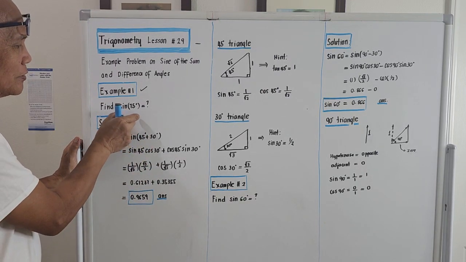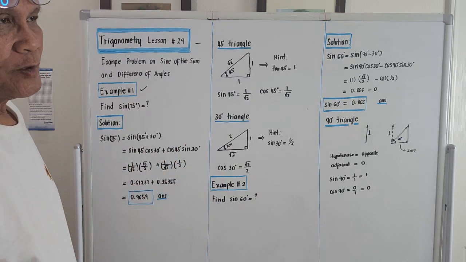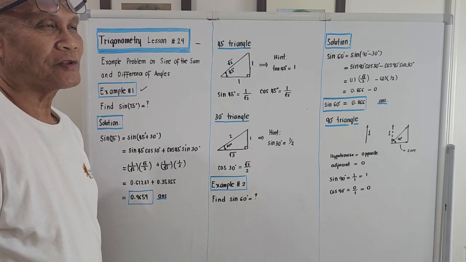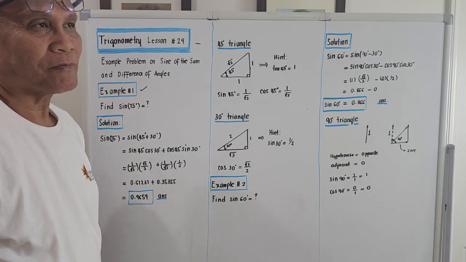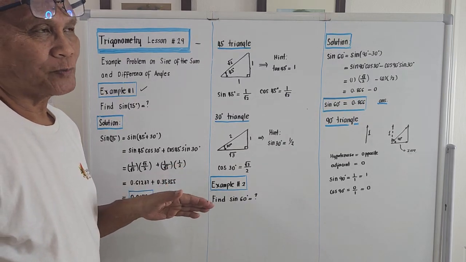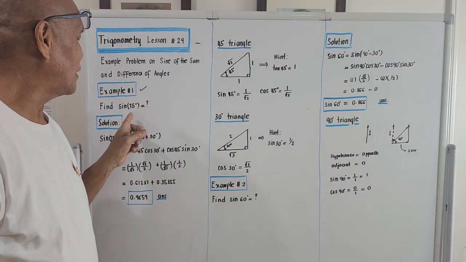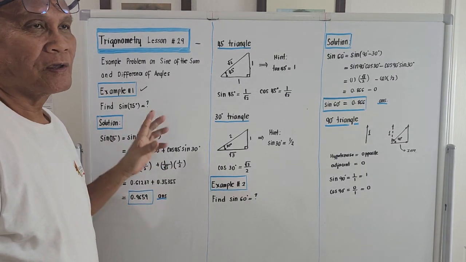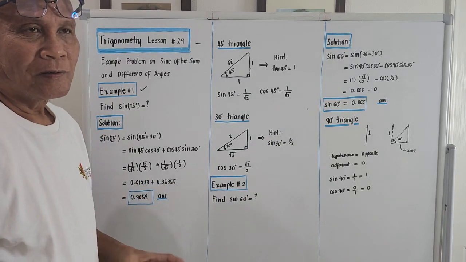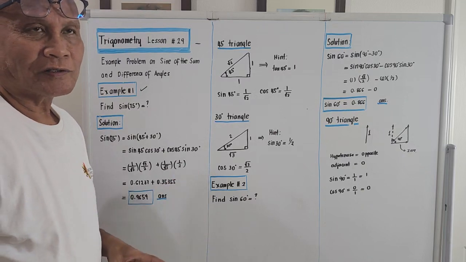Okay, let's try to bring out the sine of 75 degrees. If you try to bring out the sine of 75 degrees without using a table or calculator, there will be a problem. But if you know how to use the sine of the sum of two angles, actually you could derive the value of the sine of 75 degrees without even using a calculator or tables. But you must know the values of the so-called special angles.